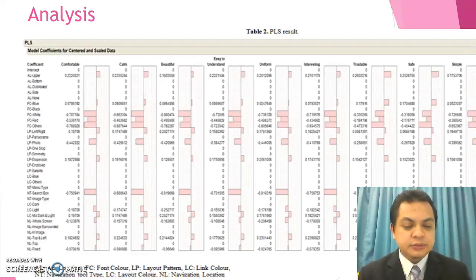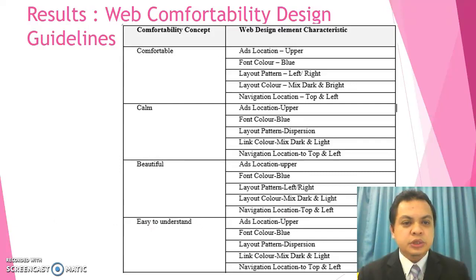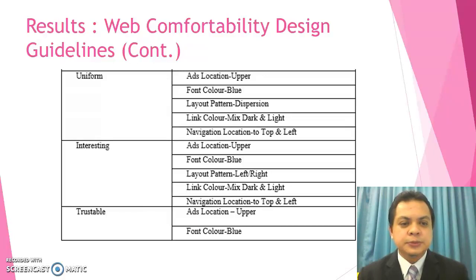From PLS here, we create new website comfortability design guidelines. You can see the web comfortability concept based on 9 Kansei words. The first one is comfortable, and these are the website element characteristics: advertisement location at upper, font color blue. So if you want to create a website design which portrays comfortable, you can use these elements. The elements must be like this: upper, font blue, layout patterns, and so on. Then calm, beautiful, and easy.